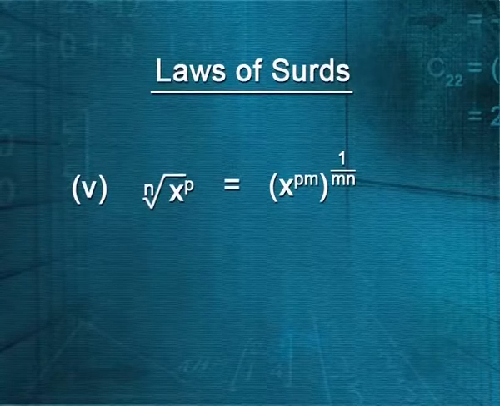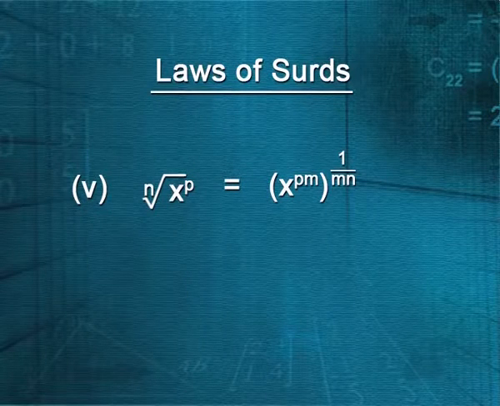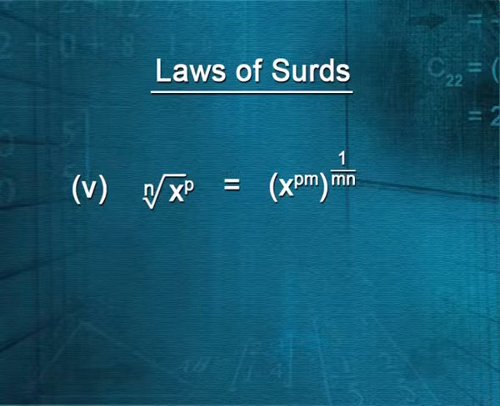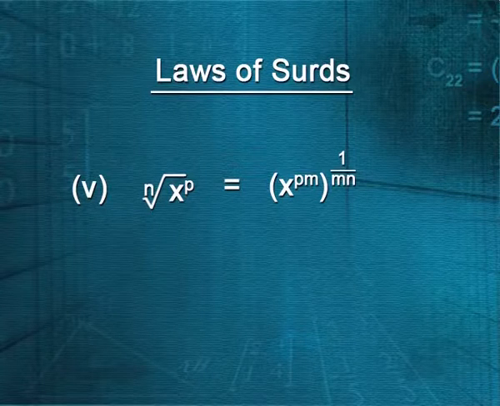Look at the fifth law once again, which is nth root of x to the power p is equal to x to the power pm whole to the power 1 upon mn. Now, note one thing here, that the index of the surd in this law is n and the index of the radicand is p. We are multiplying the order of the surd by m, where m is a positive number. At the same time, we are multiplying the index of the radicand by the same number m.